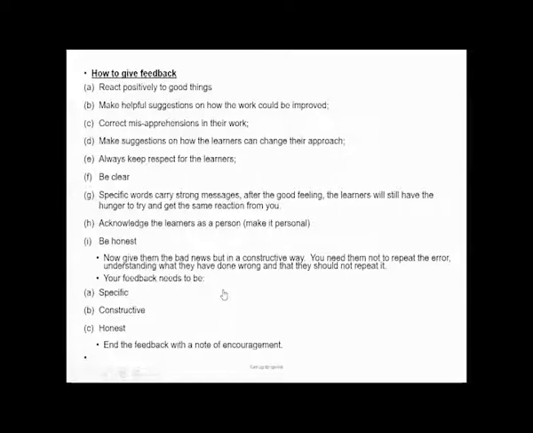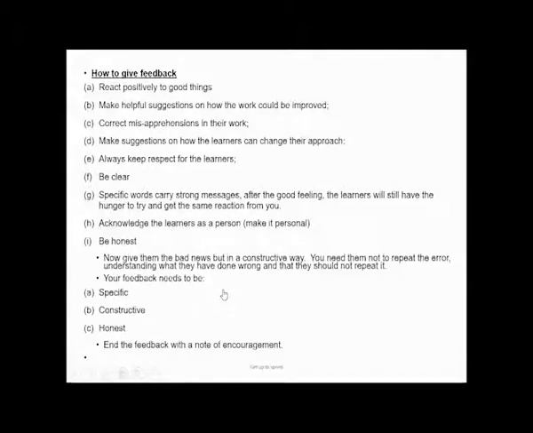React positively. React positively. You know, some teachers are very good. They will just write 0/10. Very poor. I'm disappointed in you. Don't make the child feel like that.